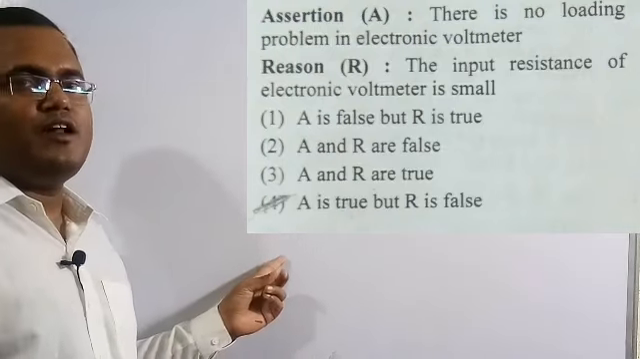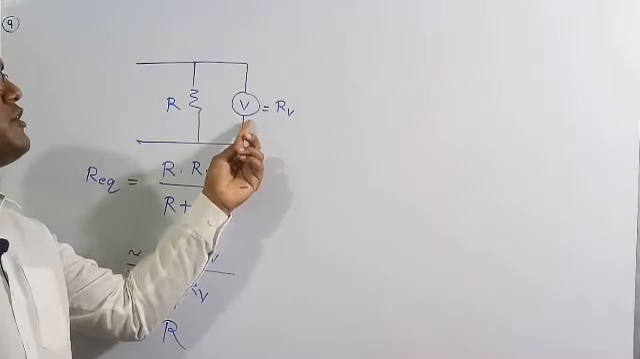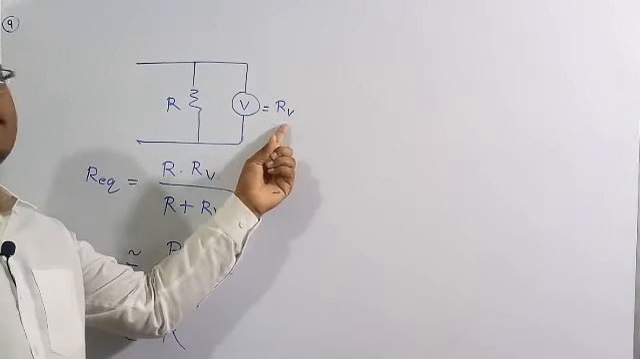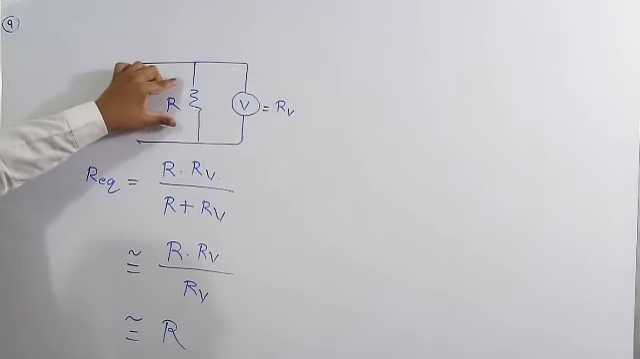Let me explain a small concept here. See here, this is an electronic voltmeter. Suppose the electronic voltmeter has a resistance RV. Here this is a circuit, some type of circuit. So there is one branch here.